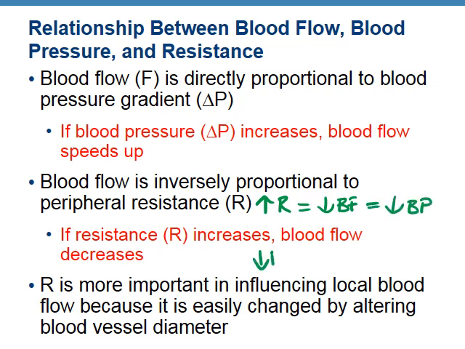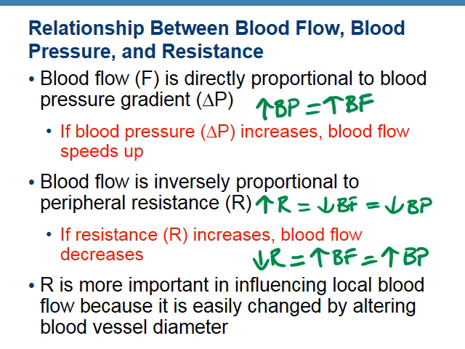What happens if you have decreased resistance? You have a nice smooth surface. You're going to have increased blood flow, and you're going to have increased blood pressure. This one up here I think is pretty easy. If you have increased blood pressure, you have increased blood flow. If you have decreased blood pressure, you have decreased blood flow.